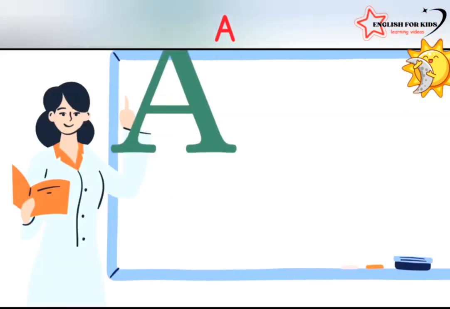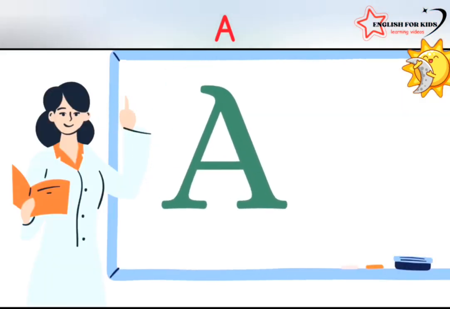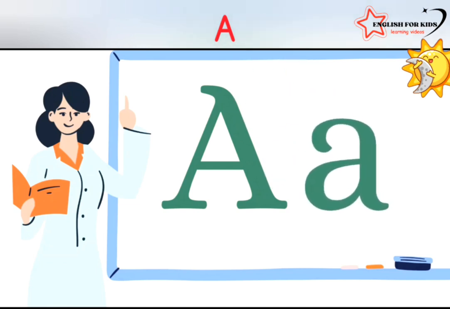This is the capital A. This is the lowercase a. You know how the A looks. Now let's make the letter A sound.